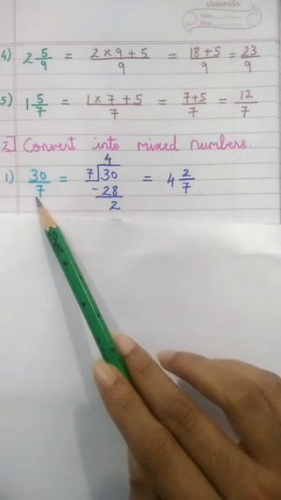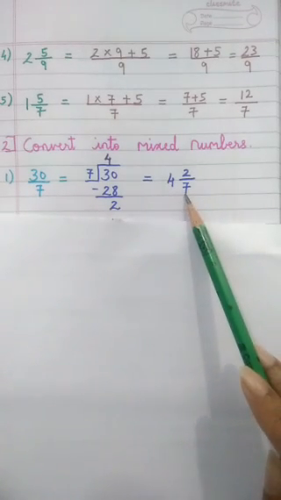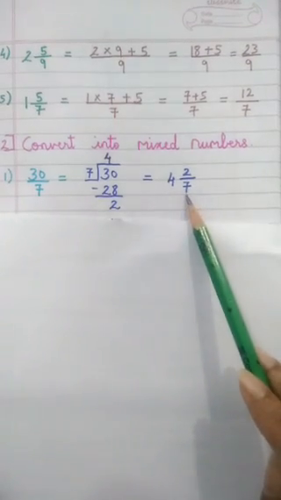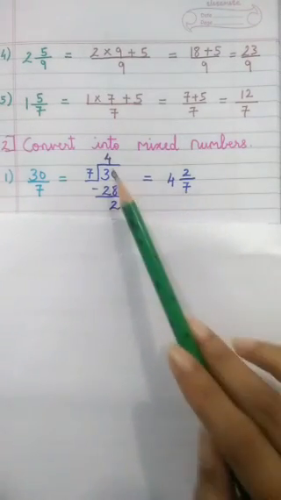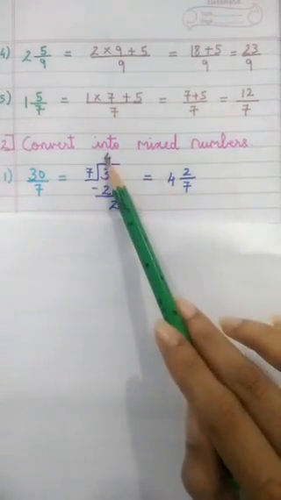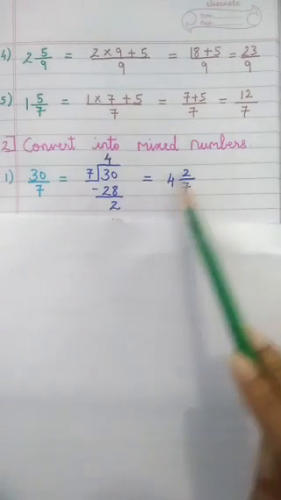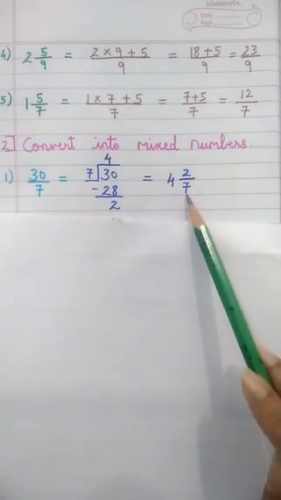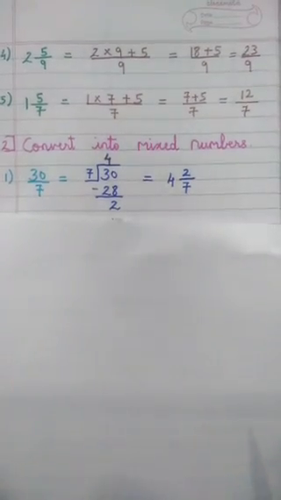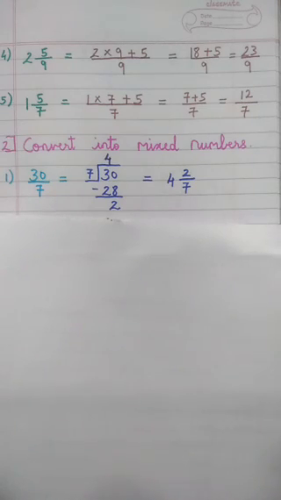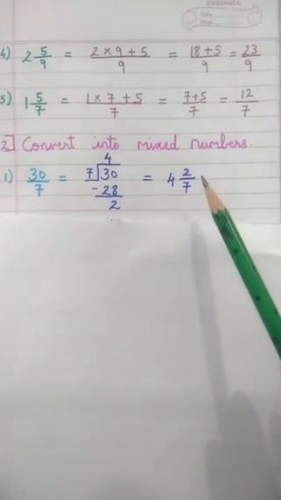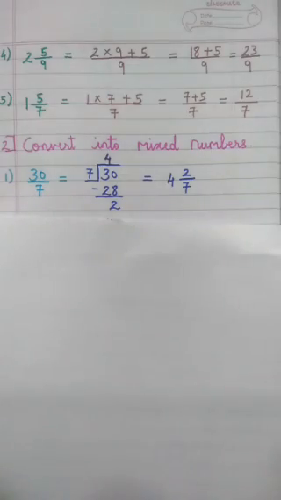7 was your denominator in the question and 7 remains your denominator here also. So you can keep this clue in mind. 7 will remain the same here. Only the quotient comes first. What is on top comes first. Then the remainder upon the divisor. So this way you can form a mixed number from an improper fraction.